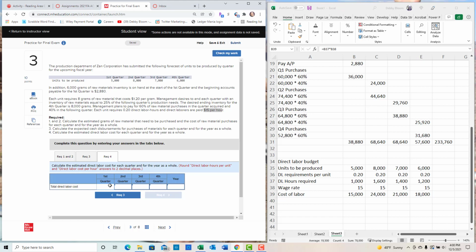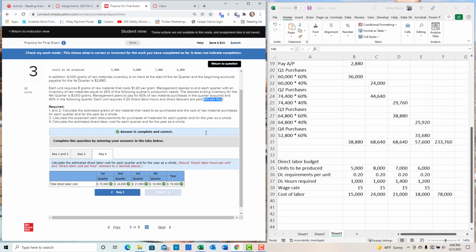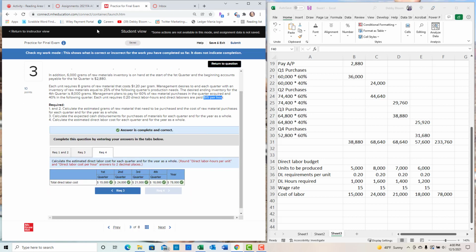And we have 15,000, 24,000, 21,000, 18,000, and total them all up to finish up the problem. Total of those four numbers, 78,000. Check my work. And we are now done with problem number 3.